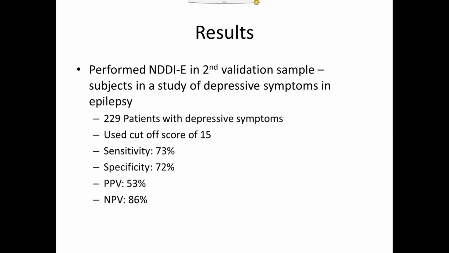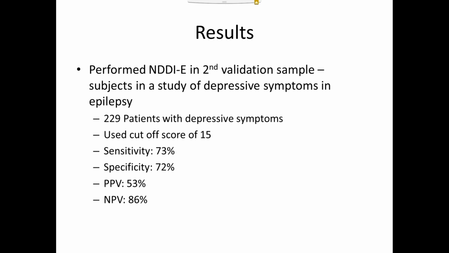Then they did a second study of the test in a validation sample, and this sample was a little different in the sense that these are already people who had some depressive symptoms. So your pretest probability was already higher, and so these were epilepsy clinic patients that reported some subjective complaints of depressed mood or other symptomatology, and they applied the NDDI-E, and they used a cutoff score of 15.